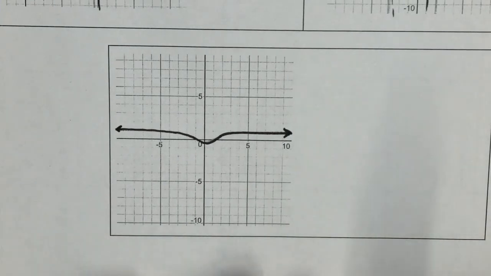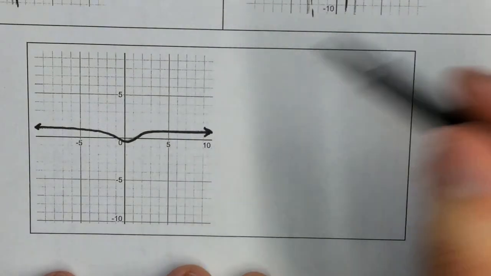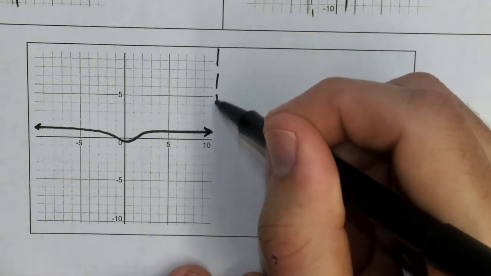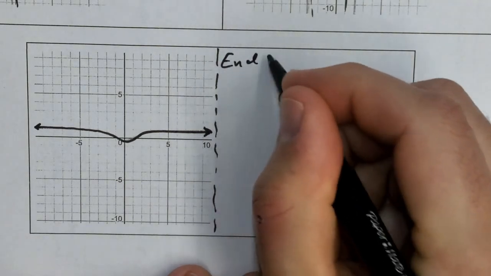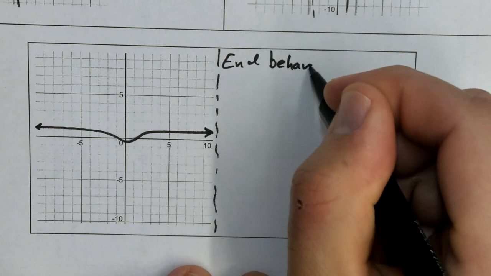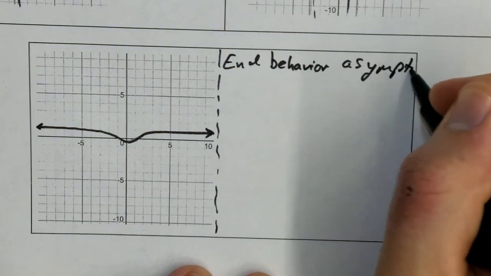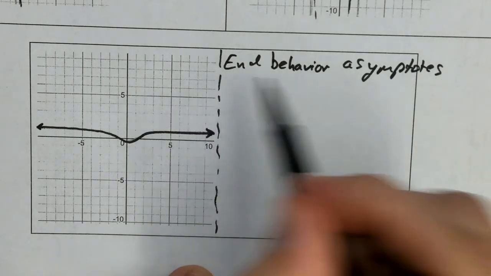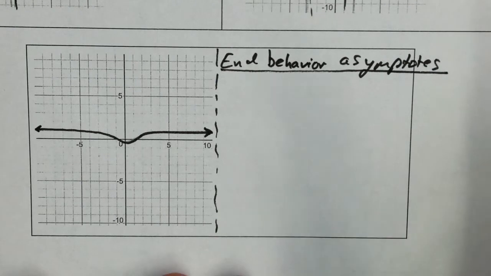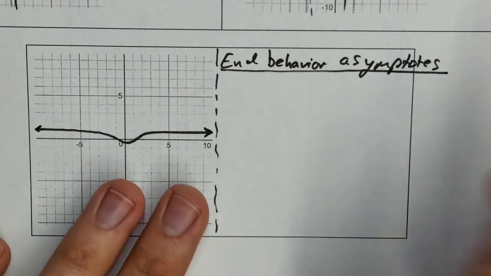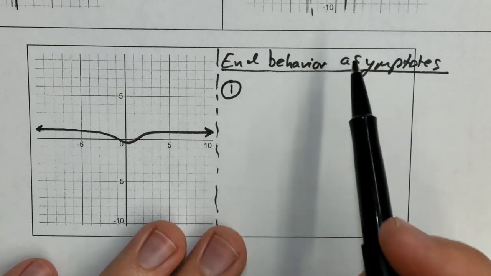So that's vertical asymptotes. There are also something called end behavior asymptotes. Sometimes they're called horizontal asymptotes, but they're not always horizontal. So that's why we're going to use the term end behavior asymptotes. Okay. There are 3 situations that you will encounter with end behavior asymptotes. By the way, we're only addressing rational functions.